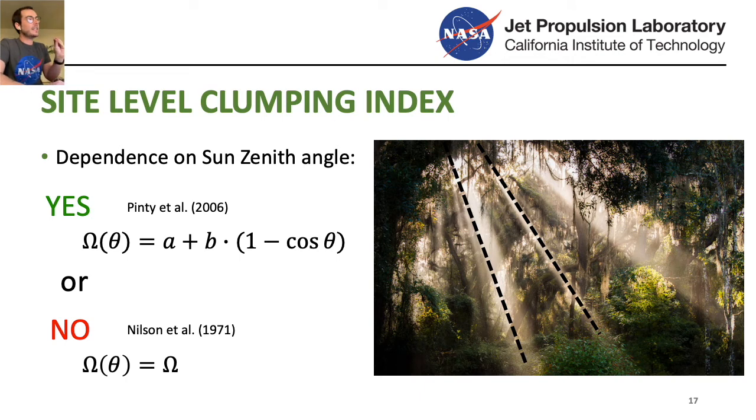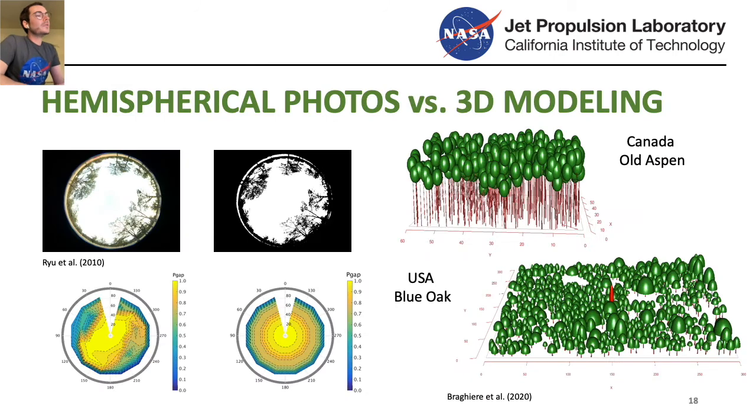The idea behind the first model, what I call Pinty, is that if the radiation beam is crossing the canopy, it's interacting with some sort of structure that is different from if it was reaching the canopy from another angle. So in other words, the structure changes with zenith angle as well. So how did we test that?